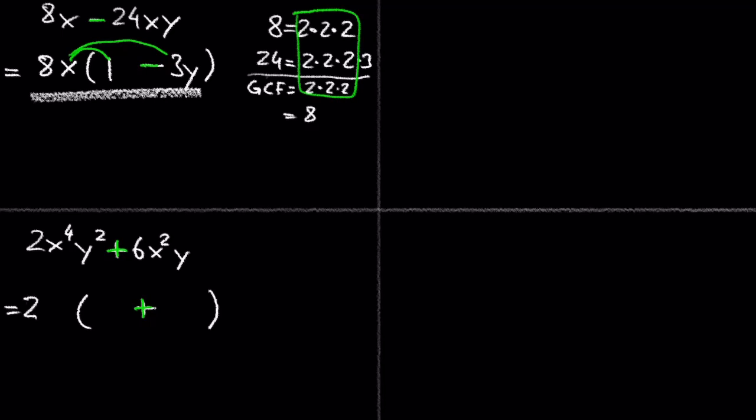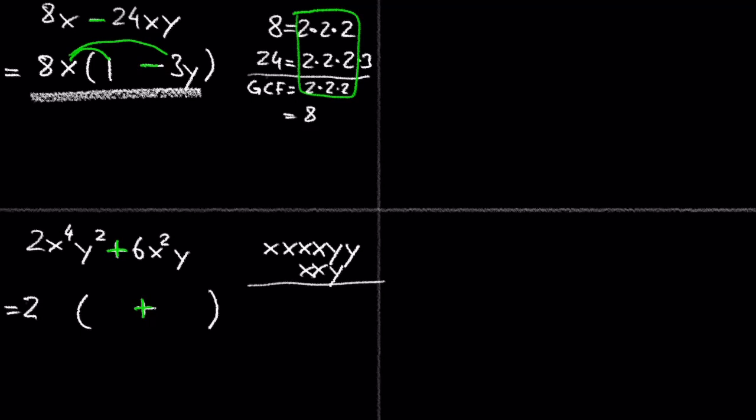Let's look at the variables. In the first term, we have x to the fourth and y squared, which we can write as x times x times x times x times y times y. And in the second term, we have x squared and y, which we can write as x times x times y. Now we have to take out as many of the same variables as possible in both terms.